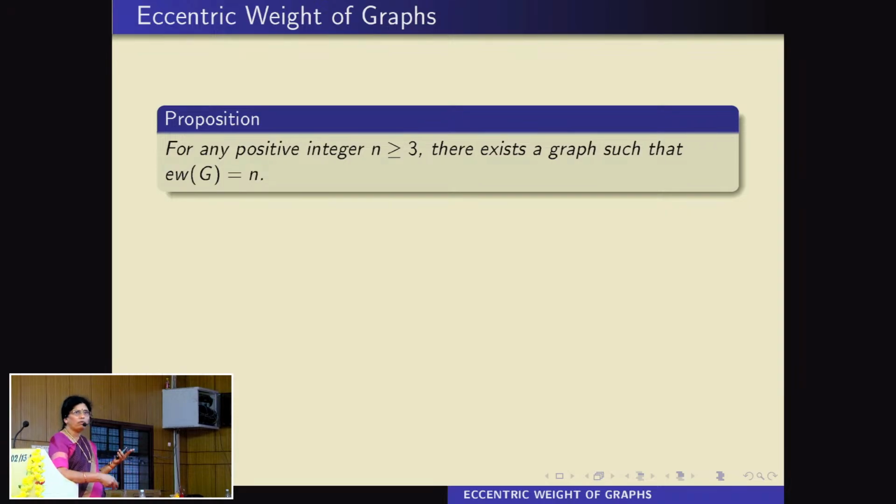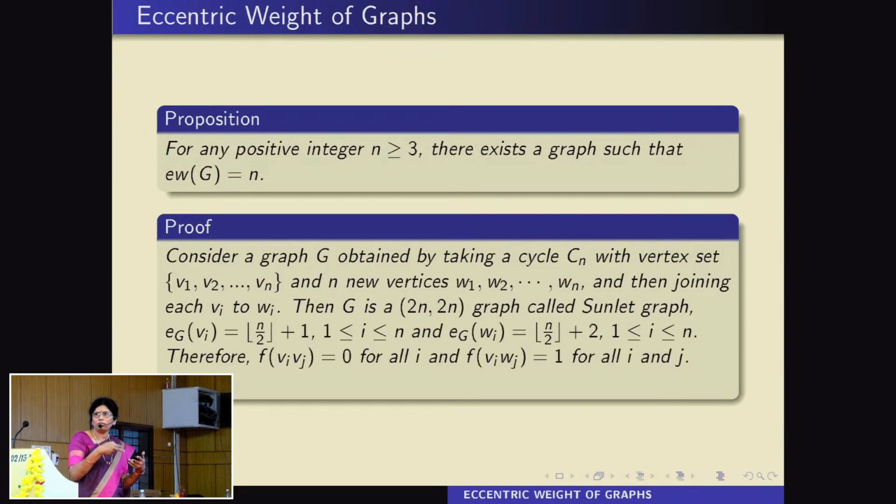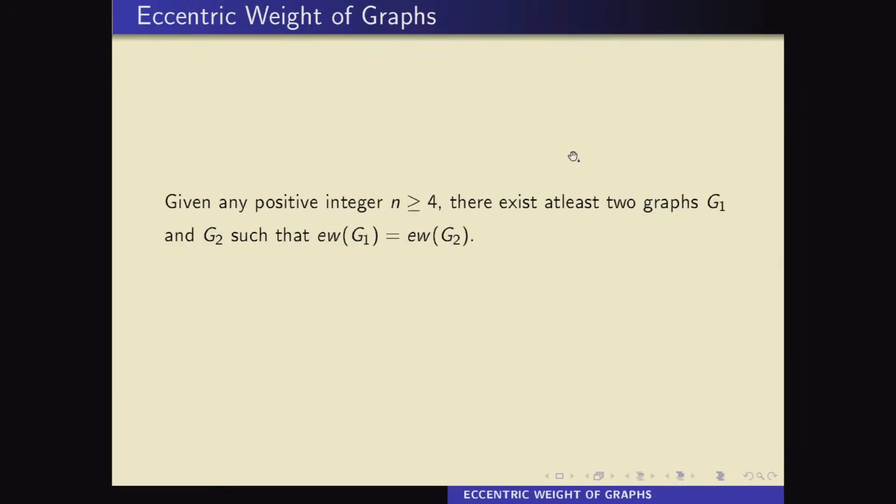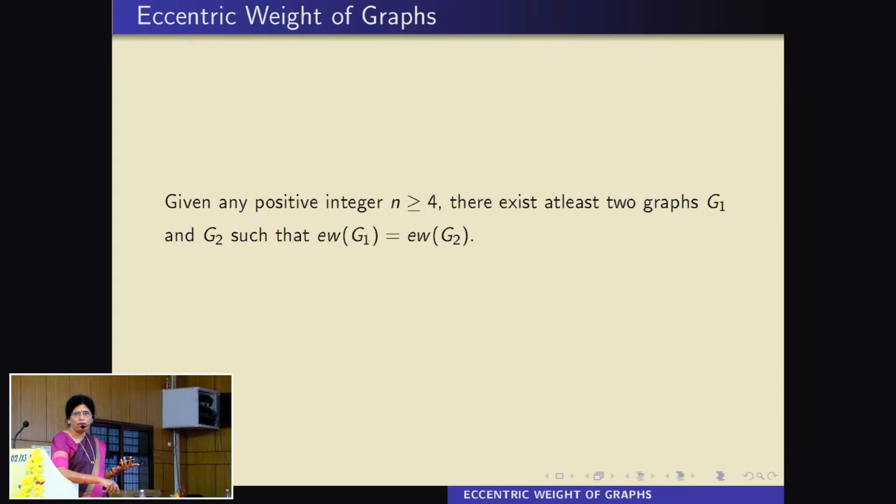It can be calculated by calculating the eccentricities of all the vertices and by taking the edges in that graph. And again, for n greater than or equal to 4, the positive integer, there exist at least 2 graphs whose eccentric weights are equal. So I can consider the star graph and the wheel graph. They are different graphs, and they have the same eccentric weight here.